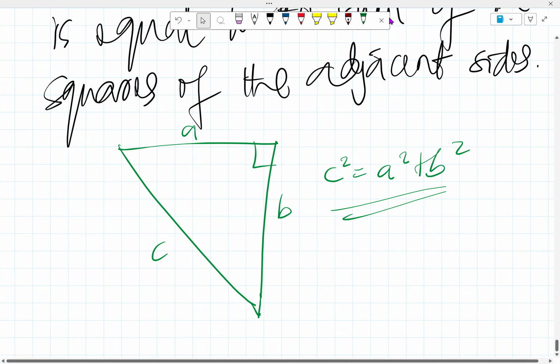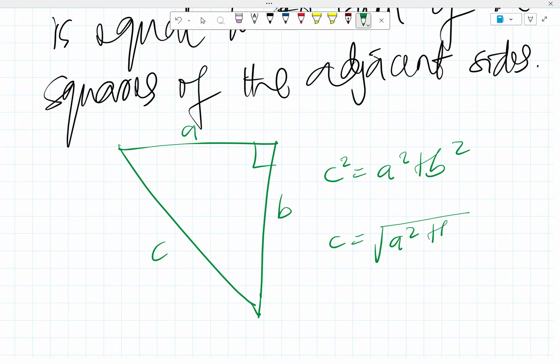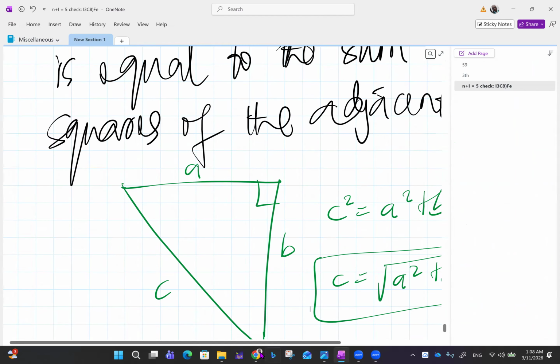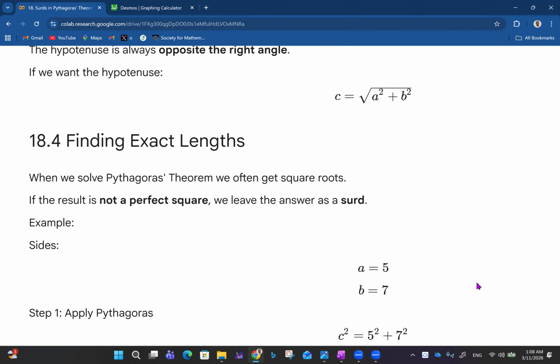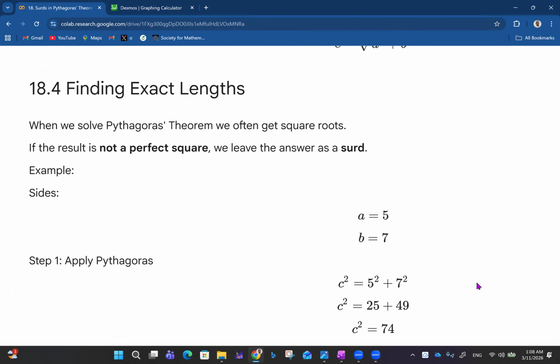So if you're looking for just c, you can take the square root of both sides. So c is the square root of a squared plus b squared. And that's what the hypotenuse looks like. So this can end up being a surd depending on the situation you are dealing with. Okay. So with that now, we can talk about finding exact lengths.